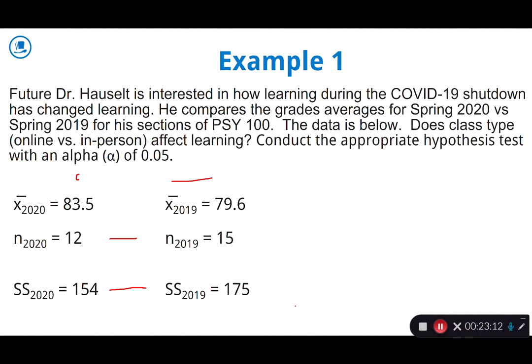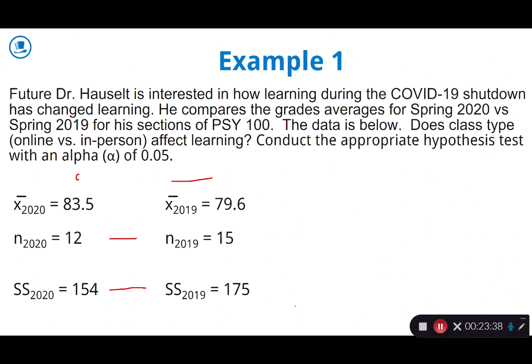I know this is an independent samples test because these are two separate groups of individuals. Part of the reason I know that is I have two different n's. And right, I'm just using the subscripts to keep my sample data clear. Does class type affect learning? Conduct the appropriate hypothesis test with alpha of 0.05.